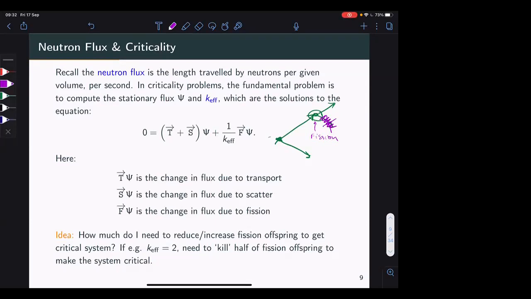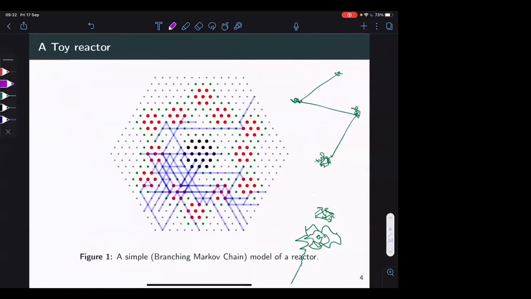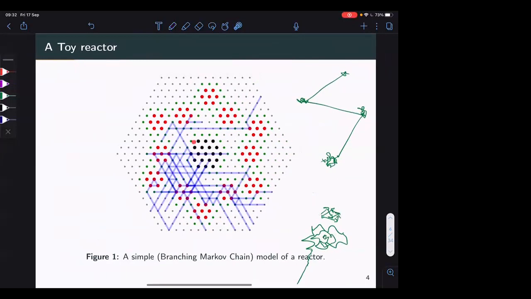May I ask a second question? How is it physically implemented, to change the fission rate or the number of offspring in a fission event? So in a reactor, you mean? Yes. Okay, so here's my toy reactor.